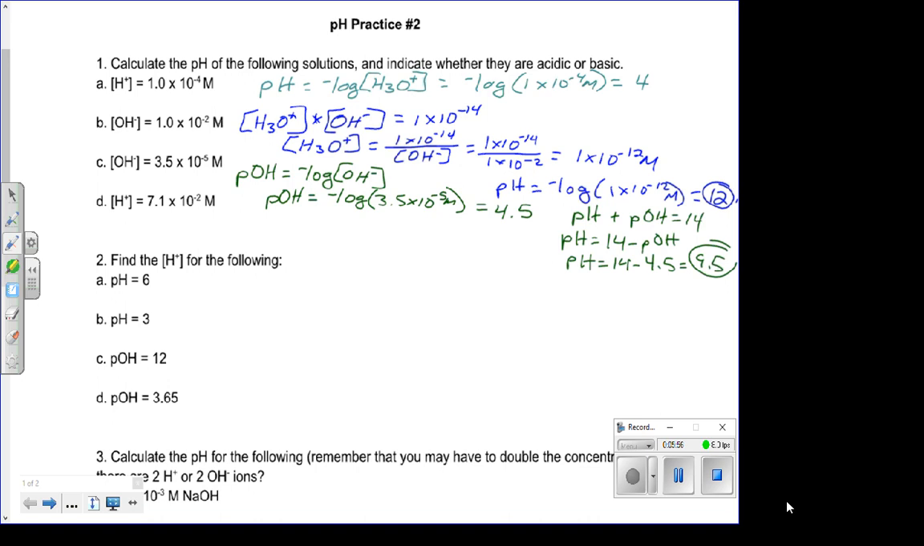Letter D, we've got the H3O concentration. So we can just plug that right into the equation. pH would be the negative log of the 7.1 times 10 to the negative second. Which is 1.1.